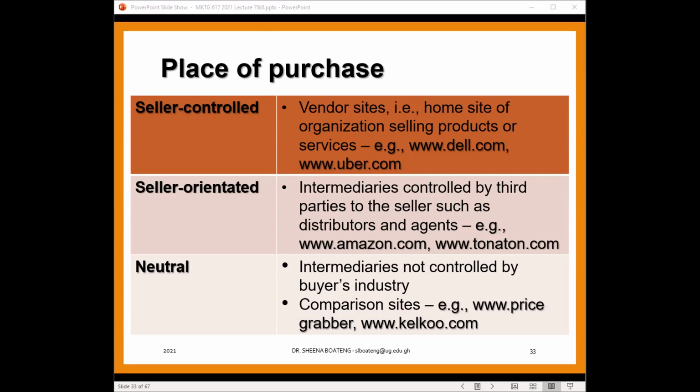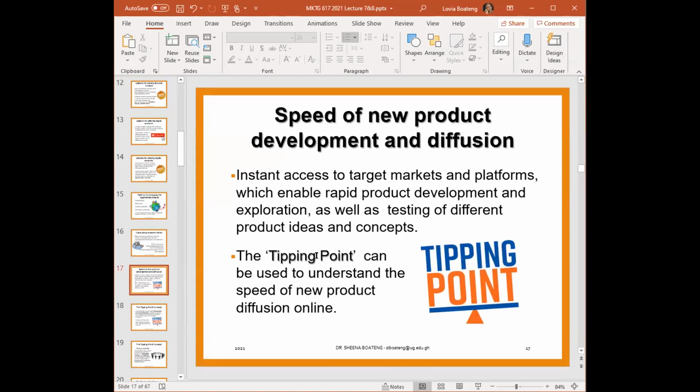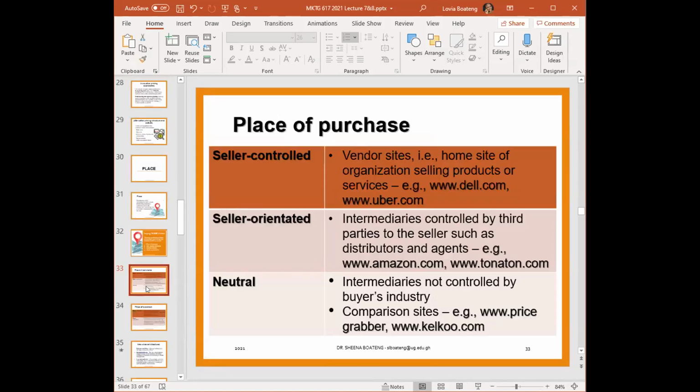Next, we can talk about seller-oriented. I think there's a bit of a typo here. Let me try and fix it quickly. Then we proceed. So here we are talking about seller-oriented. That's good.